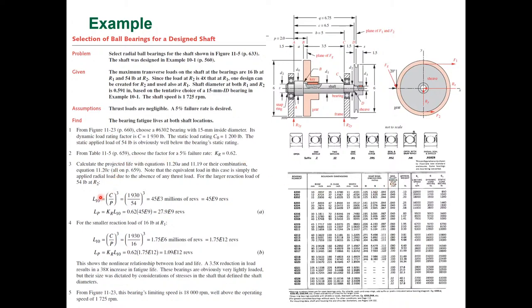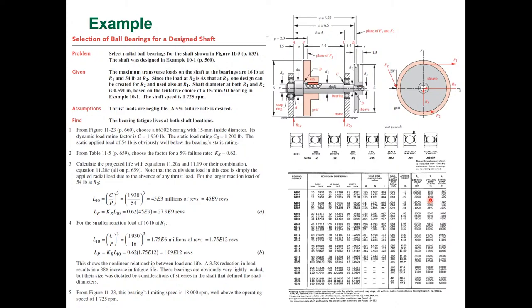So what we can do is go into our L10 life factor. And then we got to pick a bearing here, C, that'll take some of the load. In this case, and there was some iteration in here, but in this example, we ended up choosing a 6302. Okay, it has a 15 millimeter inside diameter, 6302 bearing. So if we go over here, we can look at the limiting speed is 18,000. Well, it's greater than 17,025, so we're okay.